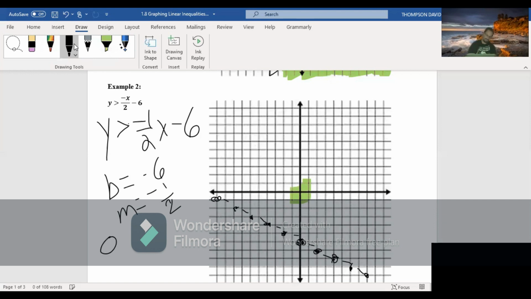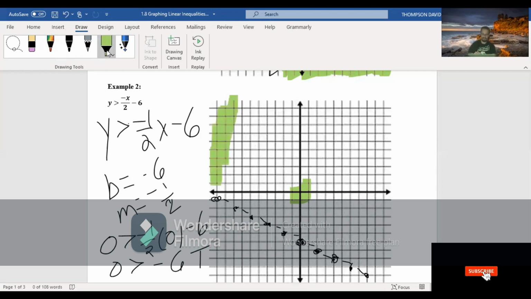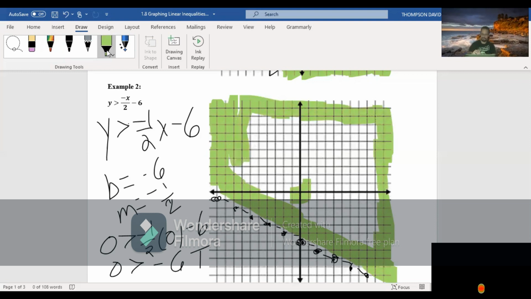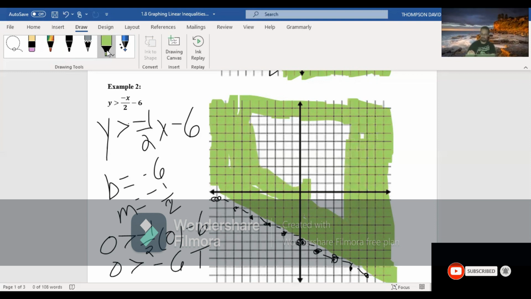So we say 0 is greater than, plugging in 0, negative 1/2 times 0 minus 6. The negative 1/2 times 0 is going to cancel. So we'll say 0 is greater than negative 6, which is true. So we are shading the section that we thought. If we did get a false situation, you would shade the opposite direction. And we are done. We've shown it algebraically, and we're showing it graphically what the solution set is.